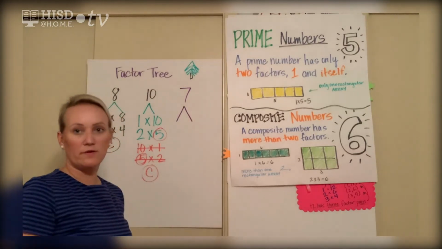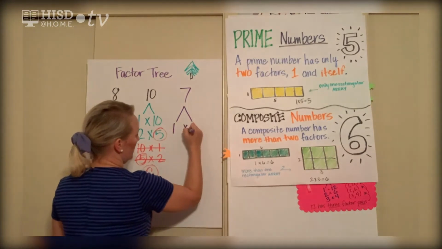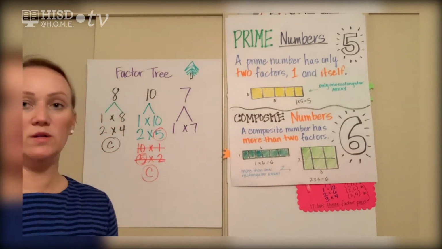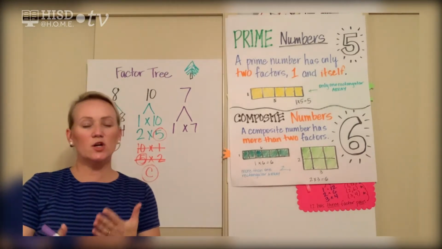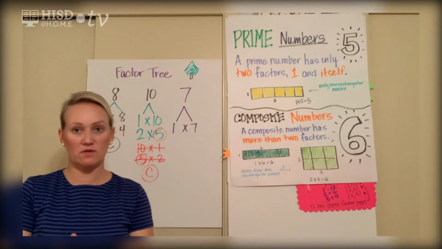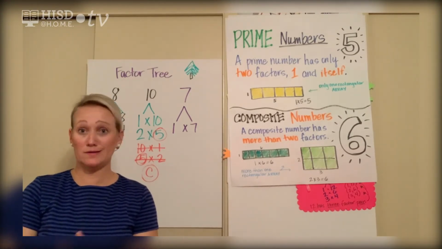How do you get 7? 1 times itself. So 1 times 7. You always start with 1 times itself. Is there anything else that's a whole number, 2 factors, that can get a 7? Nope, nothing else there, right?